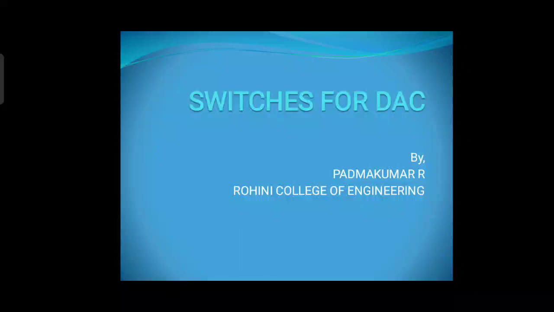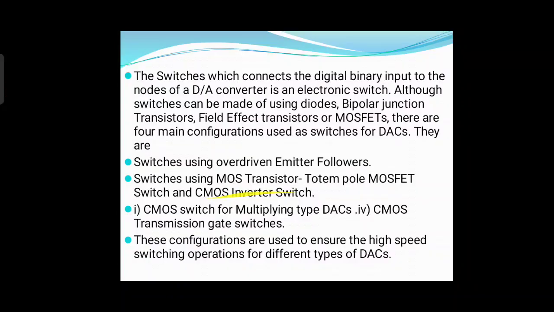Switches for the DAC. The switches which connect the digital binary input to the nodes of a DA converter are electronic switches. Although switches can be made by using diodes, bipolar junction transistors, field effect transistors or MOSFETs, there are four main configurations used as switches for the DAC.